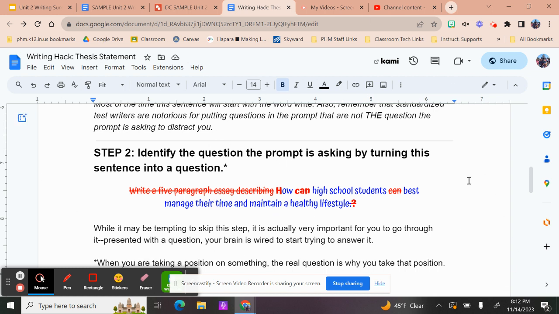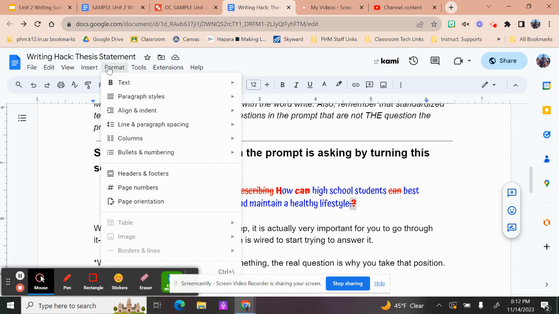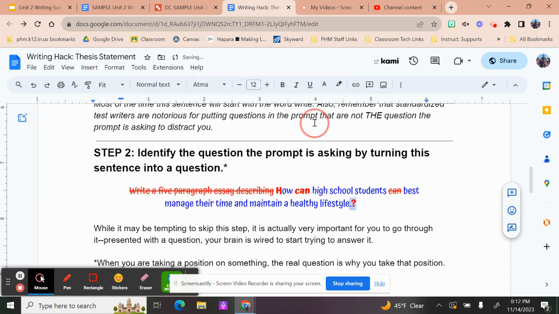So it might be tempting to skip this step. This step might seem unnecessary, but it sets you up really nicely for the next step, for one. And for two, it also kind of primes your brain for coming up with answers to this prompt.